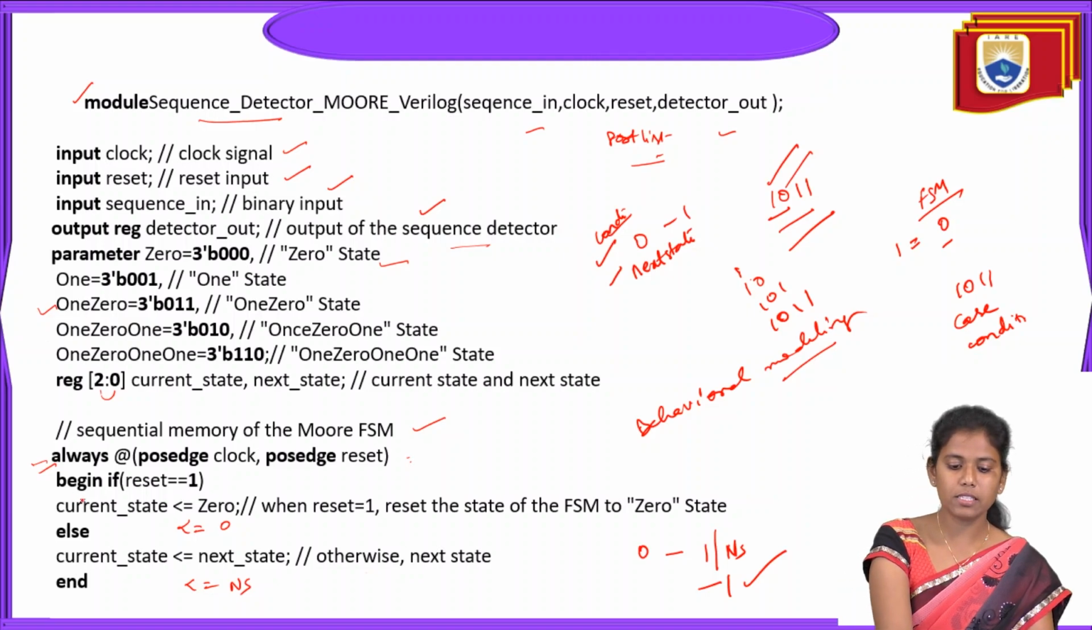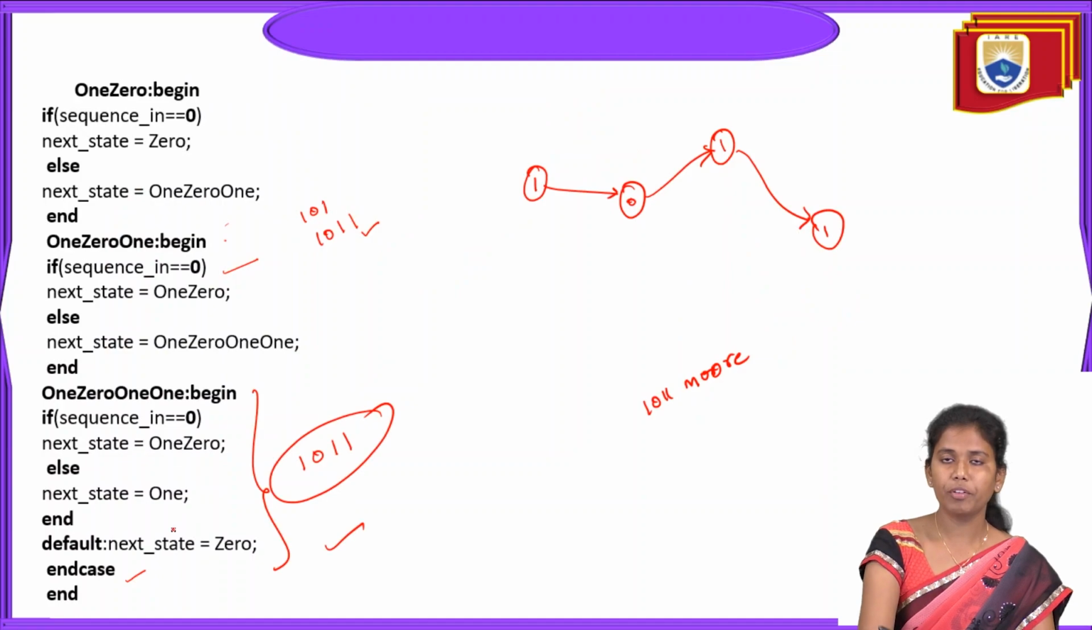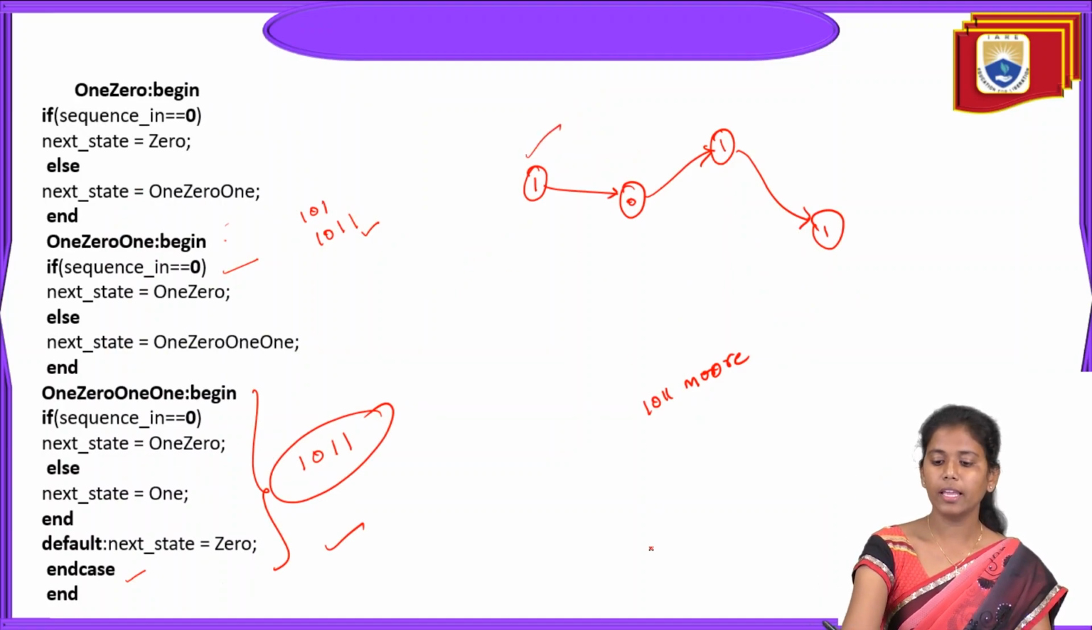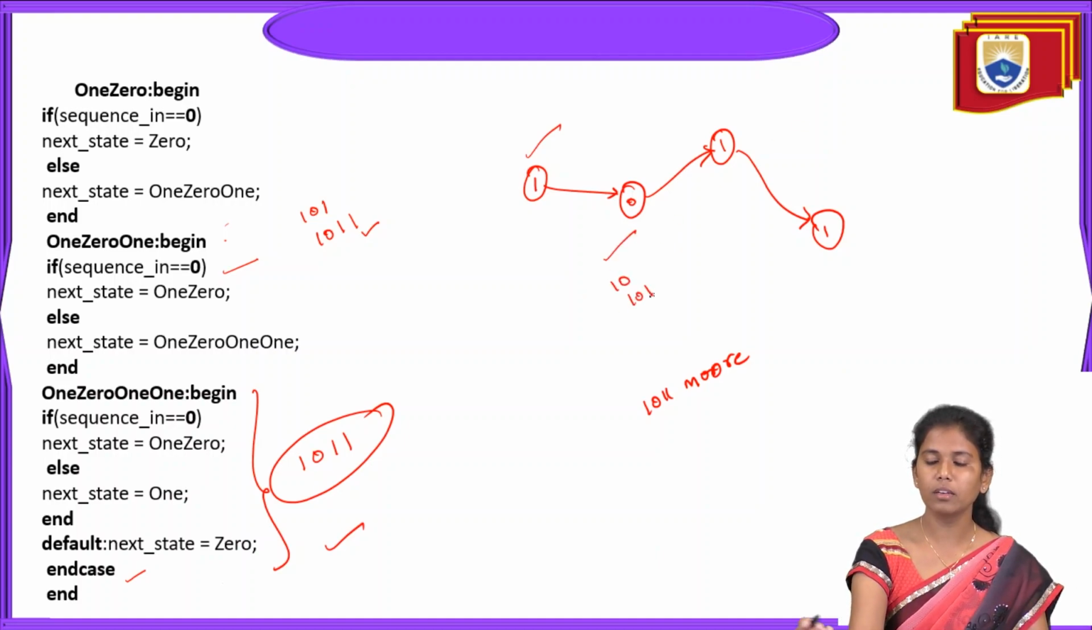So here, by using the case statements, always begin and if else if. Finally, one after the other: first we are going to observe 1, and then 0. And by clubbing 1 0, we are going to observe 1 0 1, and then finally 1 0 1 1, right?